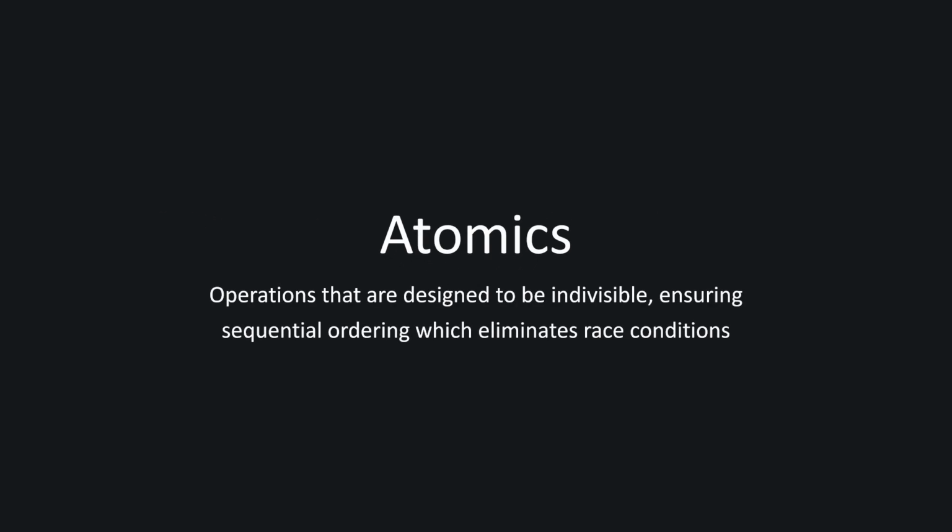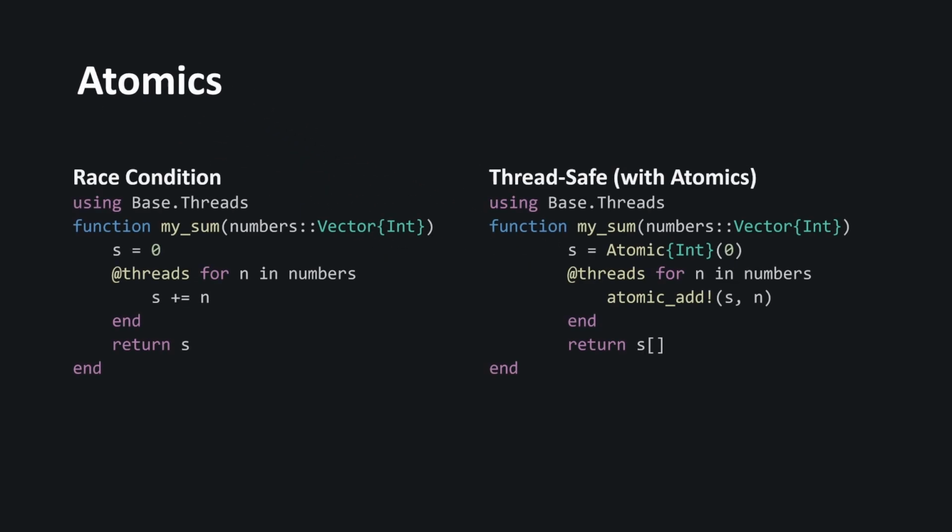Now, the word atomic comes from the Greek word which means indivisible. So atomic operations are operations that can't be split up into smaller substages. If you use atomic operations, this means that they can be done in a thread-safe manner to essentially eliminate the race condition. So let's look at a simple example of a function which just sums up all of the numbers inside an array.